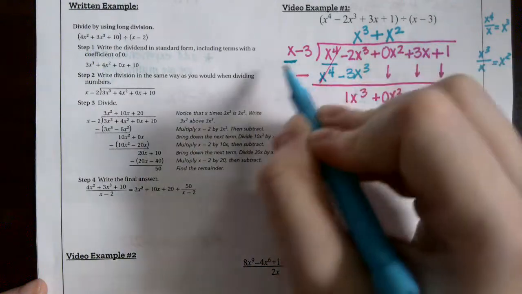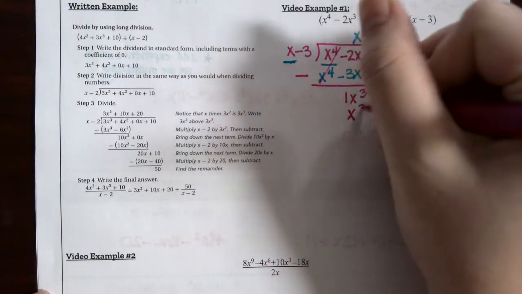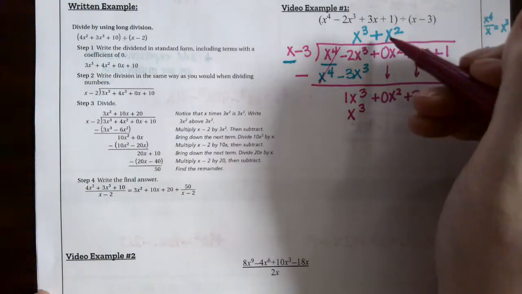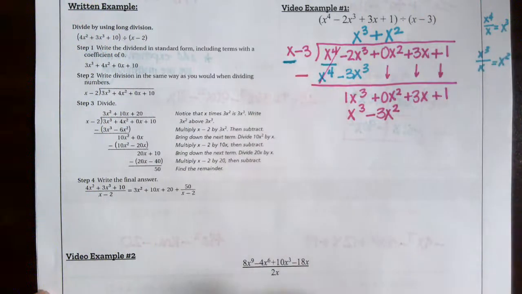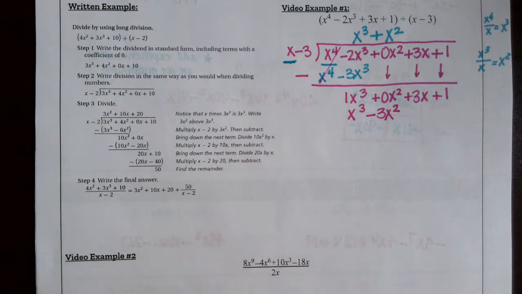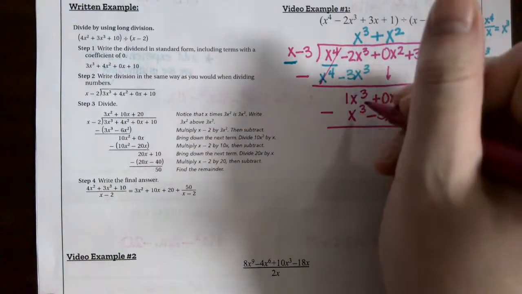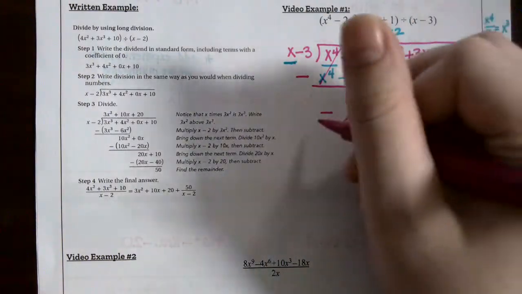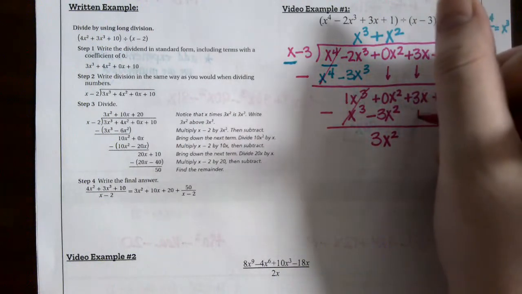And I'm going to take that and multiply by my polynomial. So x squared times x gives me x to the third, which is good because those should match. And then x squared times negative 3 gives me minus 3x squared. Again, we are subtracting, so these will cancel. And then 0 minus negative 3 is a positive 3x squared. I bring these down.